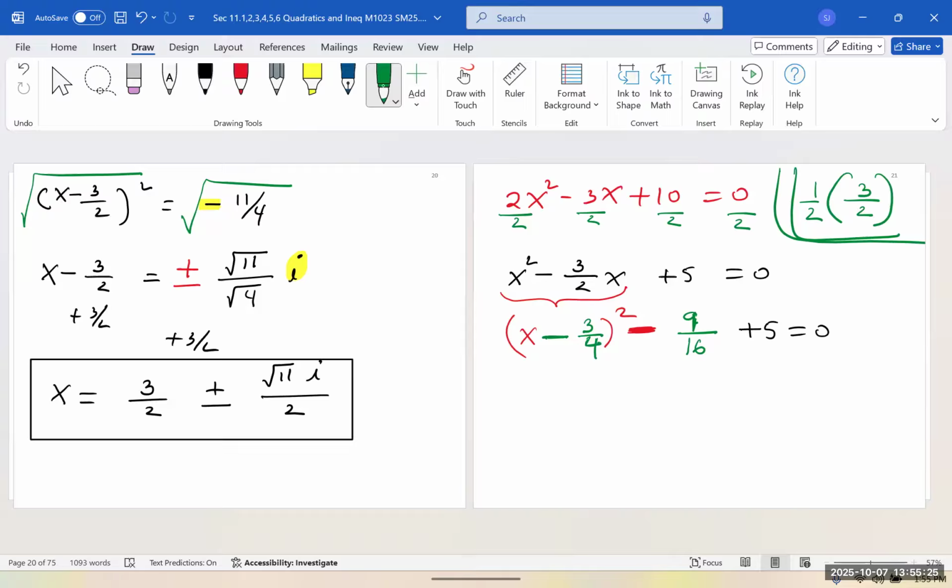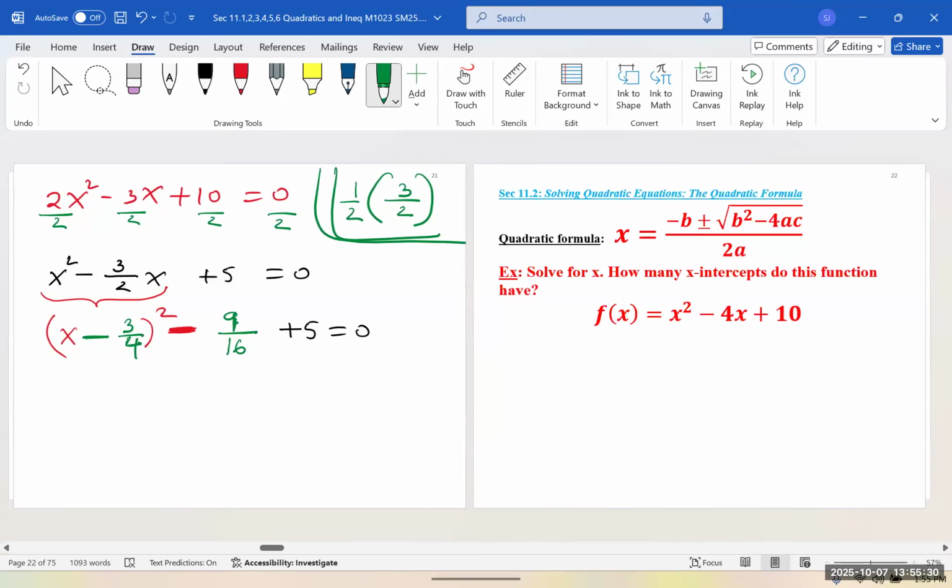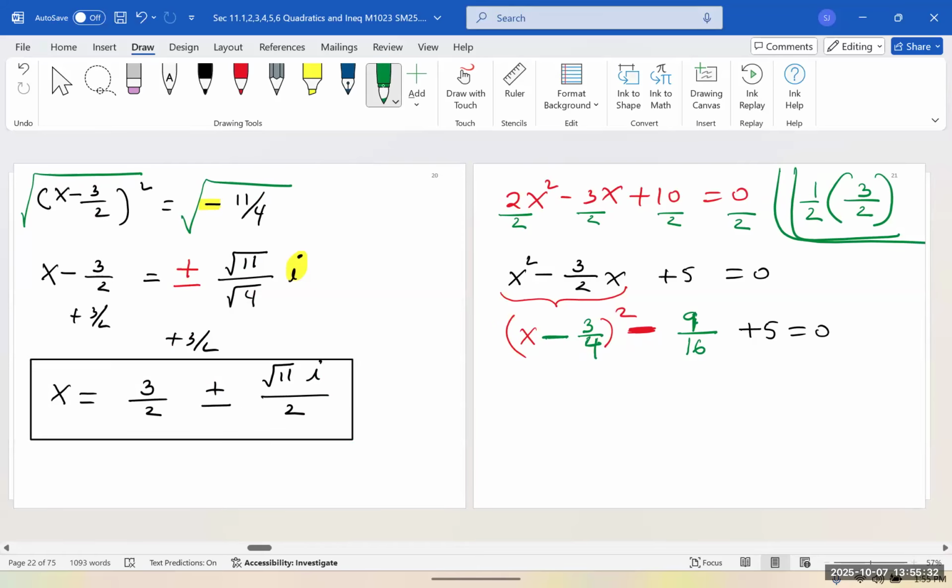Let's leave it here. In our next class, we are going to do quadratic formula. But quadratic formula has two downsides, remember. Remember the formula correctly and the square root of a big number.